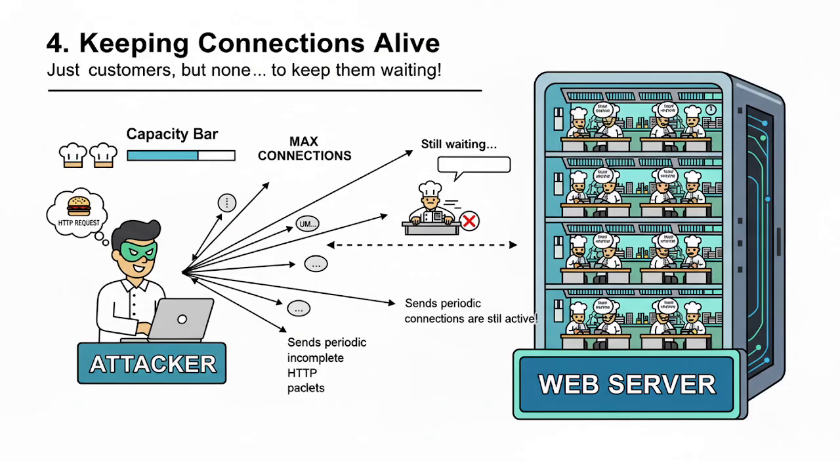Each chef or server process remains stuck. They are still waiting for the complete request. Trapped in limbo, the server's timeout mechanisms are designed to eventually close idle connections, but these tiny periodic packets prevent that from happening. This sustained low and slow traffic ensures that the capacity bar remains full. The server is under the impression that it's just dealing with a slow, very slow, perhaps indecisive customer for each of these connections. So it patiently waits.